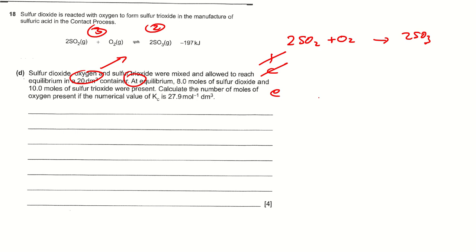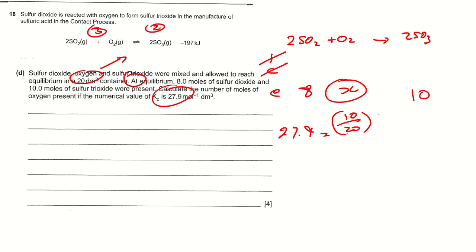It tells me that I have 8 moles of sulfur dioxide, and I have 10 moles of sulfur trioxide at equilibrium. What I've got to work out is the X value for how many moles of oxygen I have at equilibrium. The Kc value is 27.9, so let's pop this all in here. So 27.9 equals 10 over, now don't forget to convert it into concentration this time, so it's 10 over 20, and that's going to be squared. My bottom line is going to read 8 over 20. That is once again squared, and that's multiplied by X, and of course X is the number of moles, and that's going to be over 20. I don't need to square that.